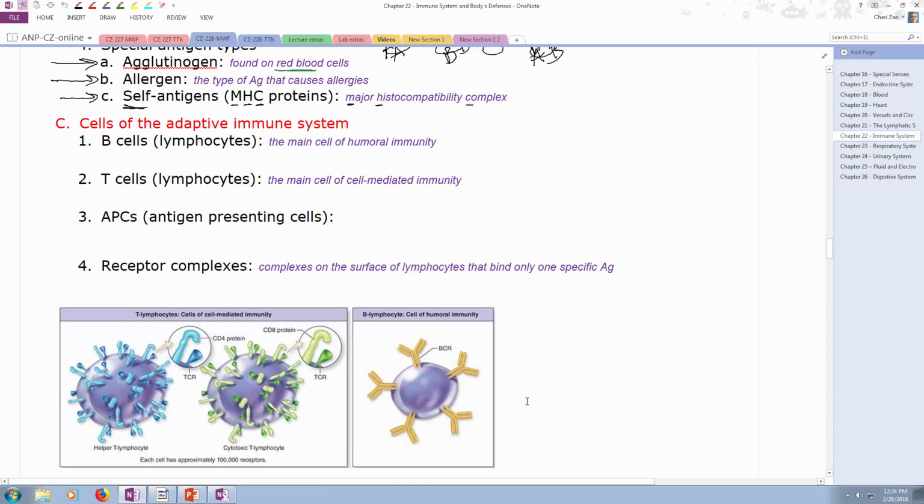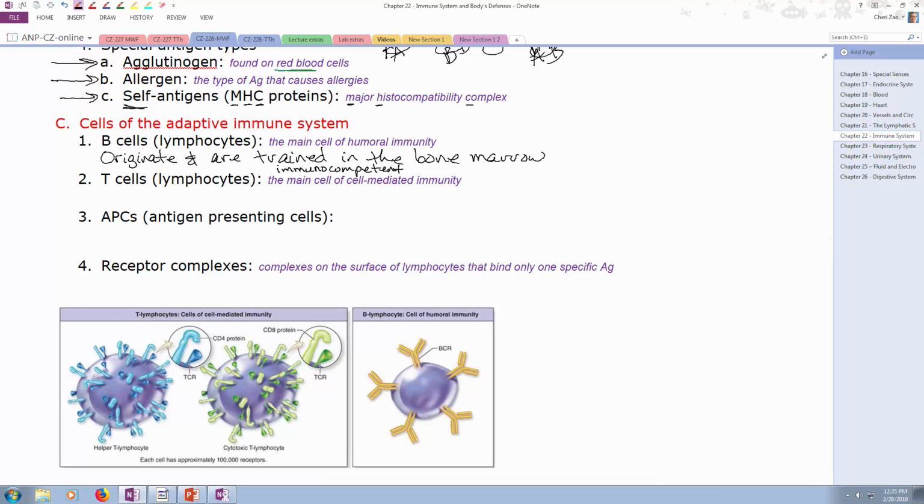So B cells, lymphocytes, because whenever I say a B cell or T cell, remember always they originally were lymphocytes. The B cells, and all lymphocytes come from where? Where do they originate from? The bone marrow. So remember, B cells, lymphocytes, main cell of humoral immunity, they originate and are trained in the bone marrow. And when I say trained, I mean the term immunocompetent. In other words, they're trained to do their job.